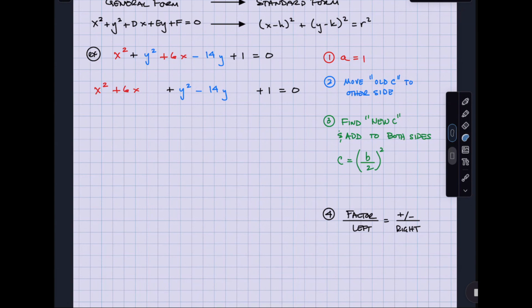So notice what this is saying. Step 1, a has to equal 1. So if you look at x squared, is the coefficient of x squared 1? Yes. Is the coefficient of y squared 1? Yes. Step 1, done. What's step 2? Move the C to the other side. It's right there. So that means that I have to move this 1 over here.